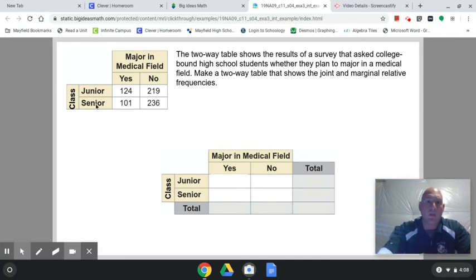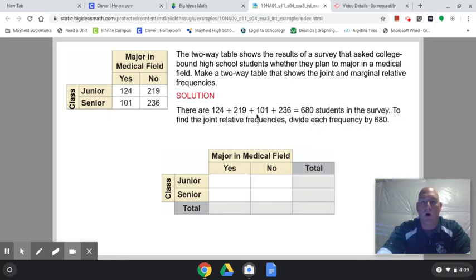So we have a two-way table over here. The two-way table shows the results of a survey that asks college-bound high school students whether they plan to major in the medical field. Make a two-way table that shows the joint and marginal relative frequencies. All you're going to do is write it as a fraction, okay? You're just going to write the answer compared to that section. So watch. They take you through it pretty easily.